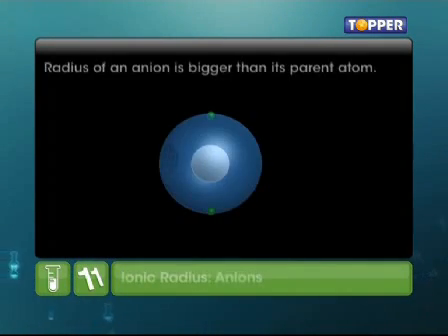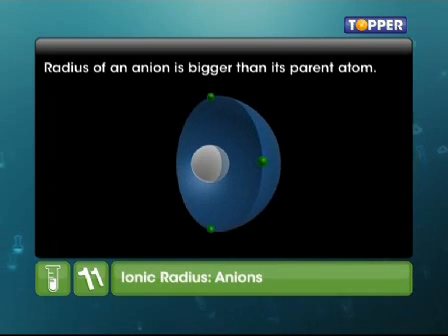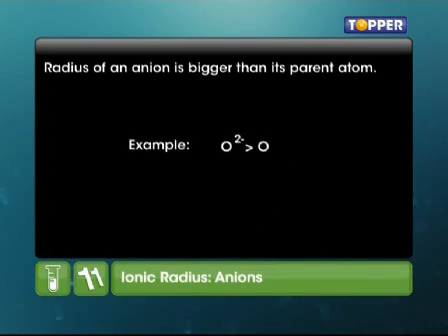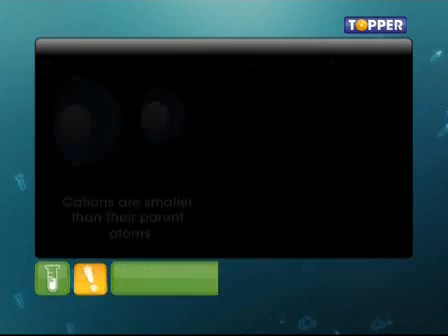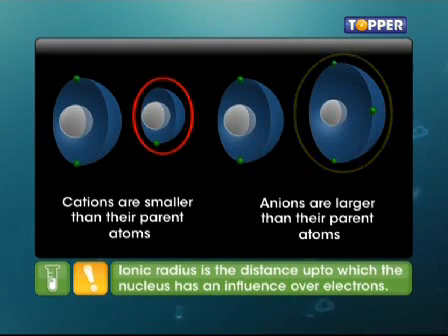Conversely, anions are formed by the addition of electrons to an atom. So the repulsive forces increase and the effective nuclear charge decreases. An example of this is the oxide ion, which is bigger than oxygen atom. So remember, cations are smaller than their parent atoms and anions are larger than their parent atoms.